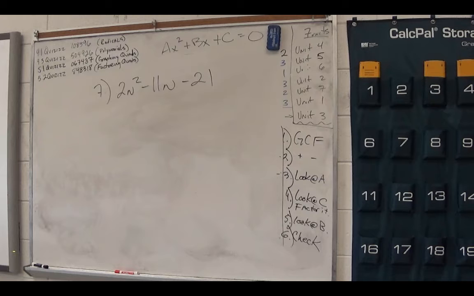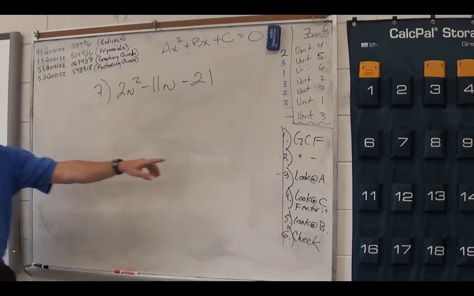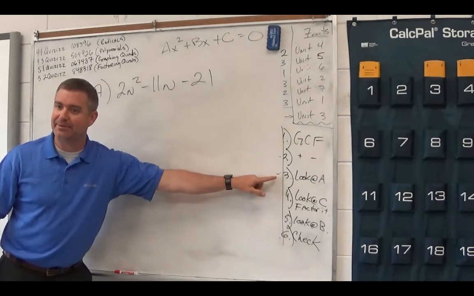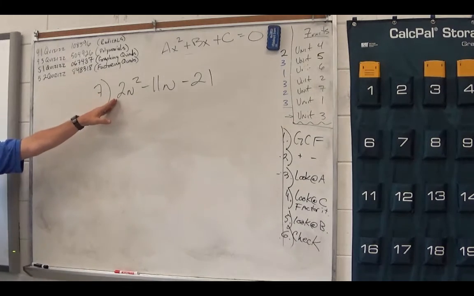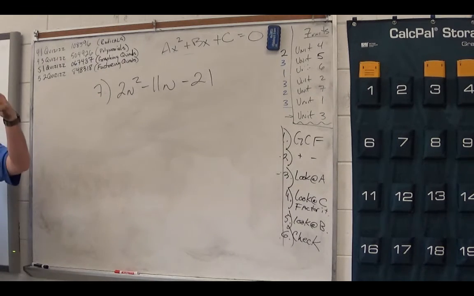Morgan, how is number 7 different? There's a 2 in front of it. So A is not equal to 1. Right here when we say look at A, that's why I said it can happen at the same time. Exactly right. A is not 1, so it's different. It's harder. There's an extra step that we have to do.